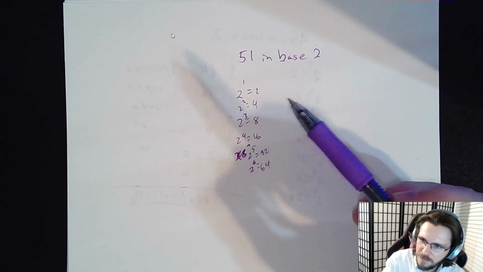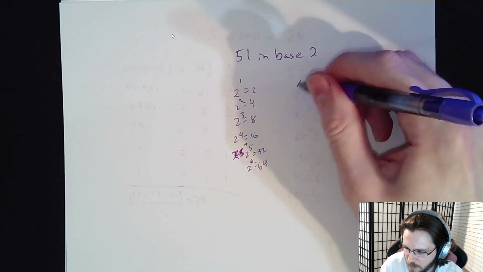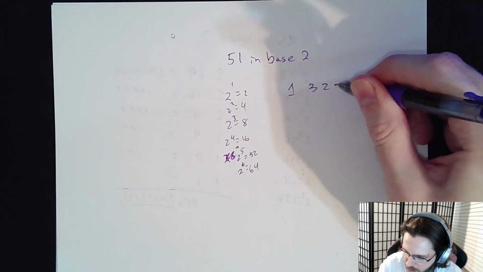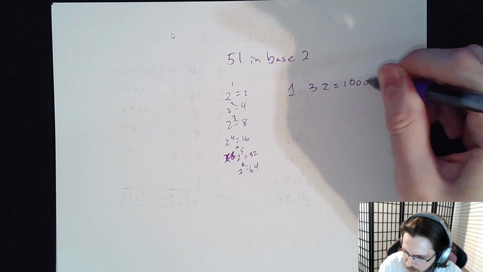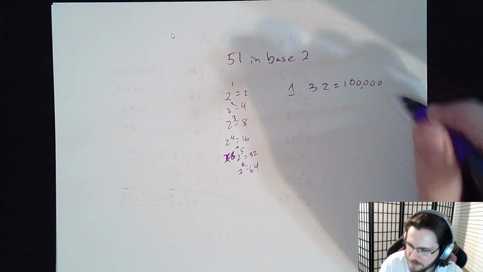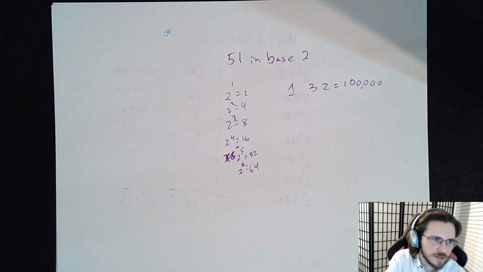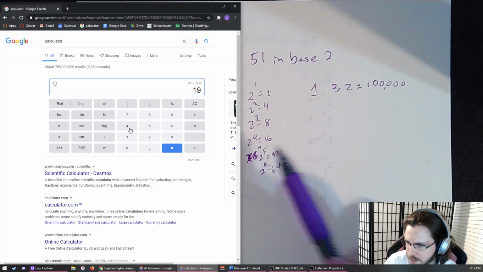All right, so 51 is in between 32 and 64, so we can start off by saying we're going to have 1 32. And that's going to be 1, 2, 3, 4, 5 zeros. There's 2 to that 5th power. 51, subtract away that 32. Now I'm at 19. So that does have 1 16 left over.